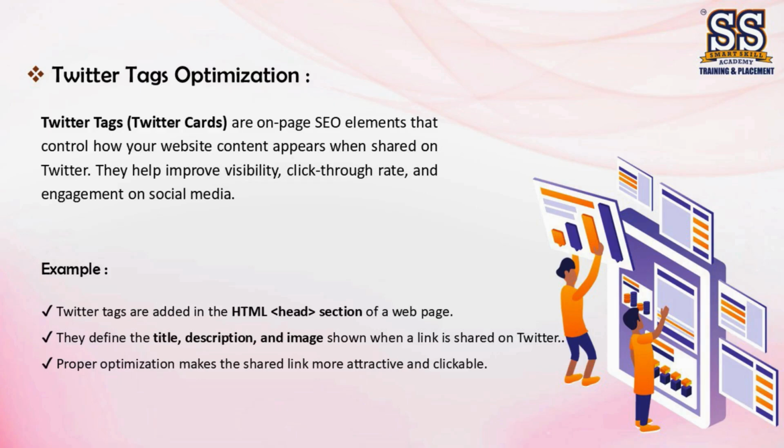So, how do we implement them? Here are the 3 key things to remember. First, these tags are placed directly into the HTML head section of your web page. Second, they allow you to define the specific title, description, and featured image that appear in the feed. This ensures your branding stays consistent no matter who shares your link.